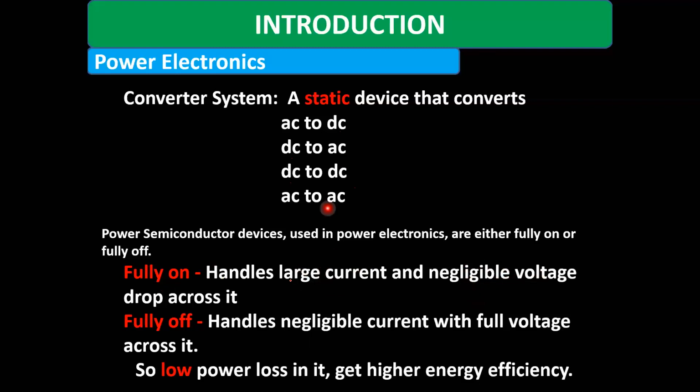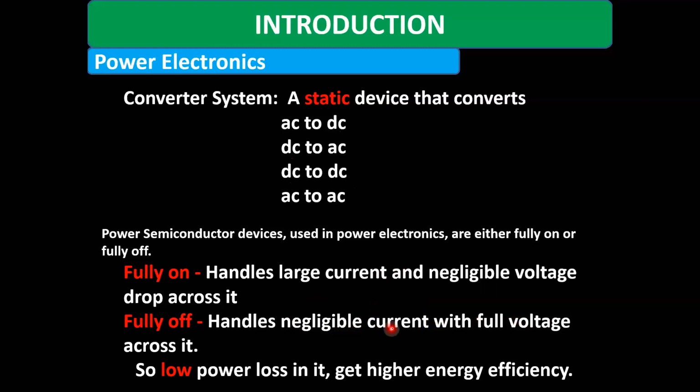Power is equal to V into I. At the same time, during the full off condition, it should handle a negligible amount of current with the full voltage across it. So what does negligible mean? When it is turned off, the impedance or resistance across the switch is almost infinitely high, which means almost negligible, that is, zero current. With the full voltage means the total voltage connected across the switch.